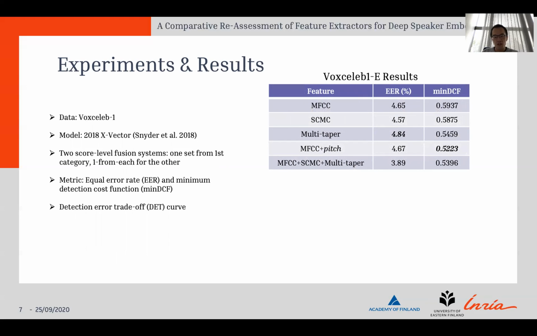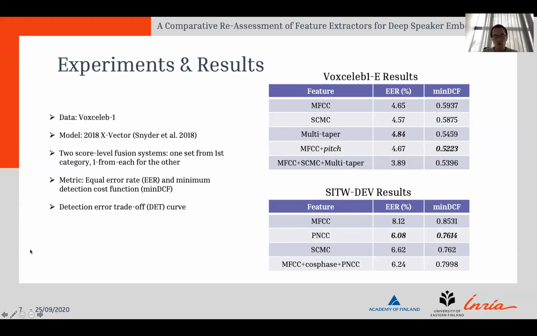And here are our results on VoxCeleb. We show them selectively here to keep people focused, and for more detail, please check our paper. First of all, the best in-domain single-system performance in terms of EER comes from SCMC, aside from the fact that MFCCs actually outperform most features under this metric. Speaking of minimum detection cost function results, MFCC with pitch seems to work well, as well as multi-taper, which further confirms their efficiency. Those findings show that attributes such as spectral centroid information and pitch can potentially be useful for speaker verification systems.